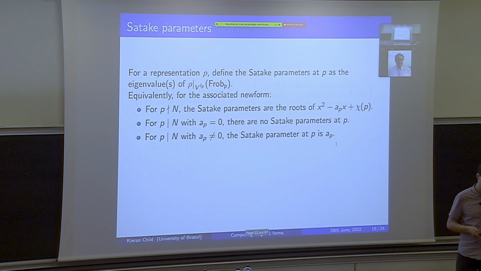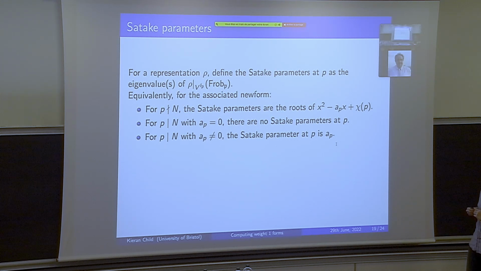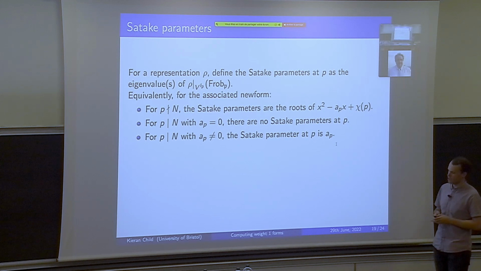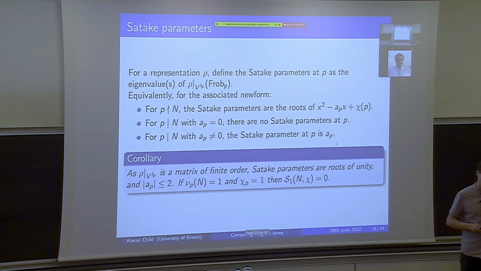the Fourier coefficients. So we can define Satake parameters on both sides of this equation. On the Artin representation side, it's going to be the eigenvalues of the representation restricted to V^IP. On the newform side, it's going to either be the roots of this polynomial, or in the case where P divides N and the coefficient is 0, then there's no Satake parameters and the space is 0-dimensional. Then the Satake parameter is just AP. And essentially the bijection that we had associates these two.